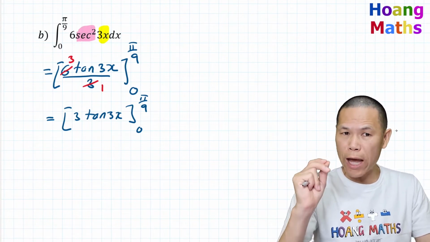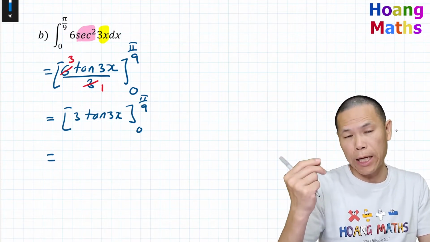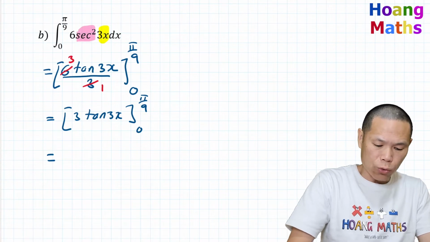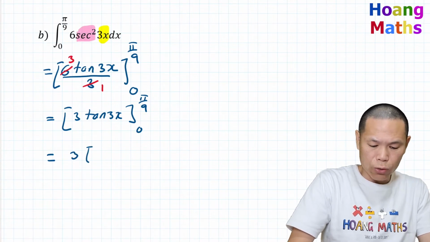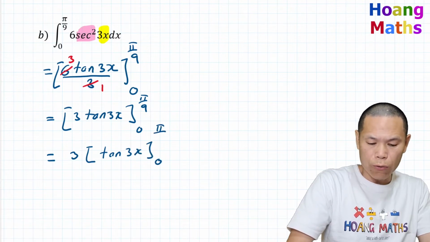Or I can take the 3 out because 3 is a constant. You don't have to, but I can just take it out. Sometimes it makes it easier, that's all. So I can just take the 3 out if I like. I can also work like that. So tan 3x, from 0 to pi over 9.